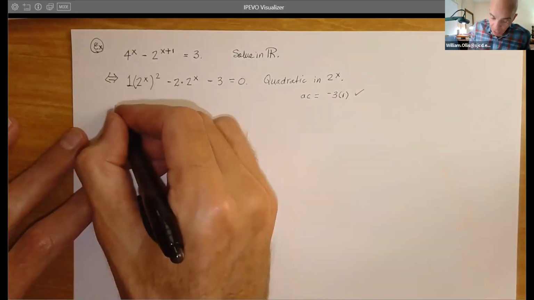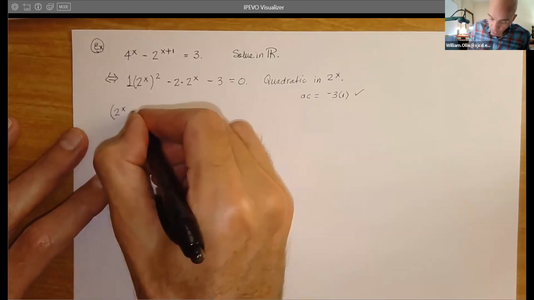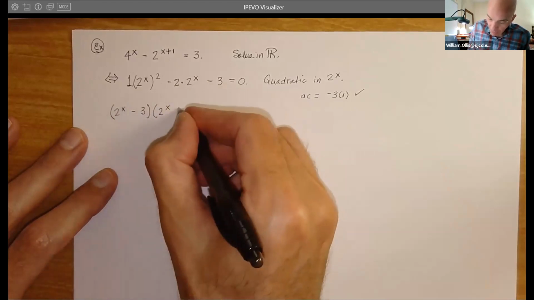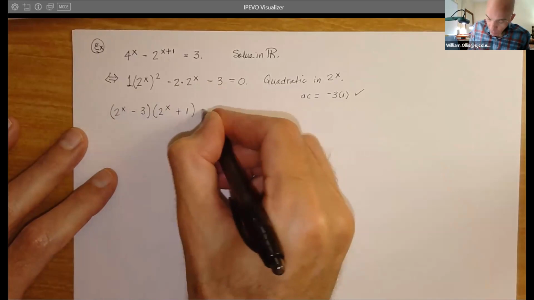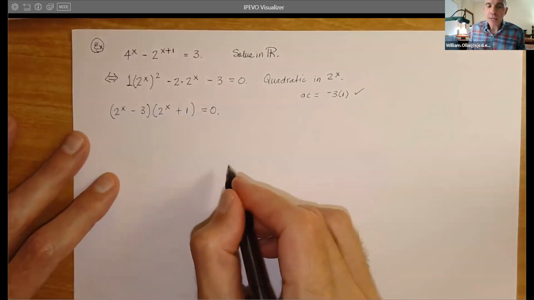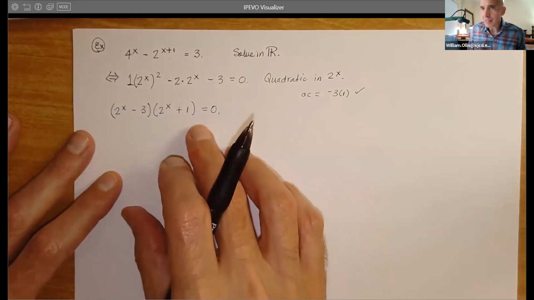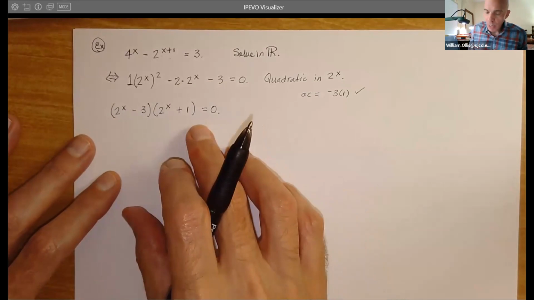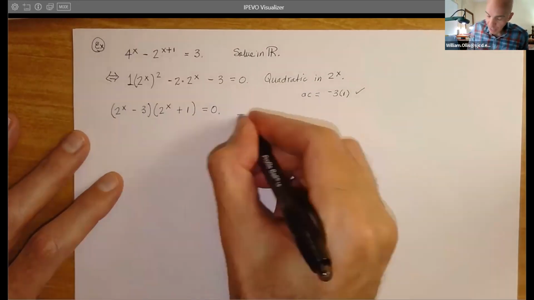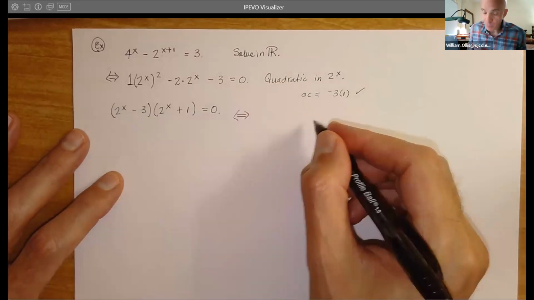So now we have 2 to the x minus 3 times 2 to the x plus 1 equals 0. Now, of course, when we look at this and we think about this kind of problem, it reminds us exactly of what we had before. So now, again, quadratic, these make good test questions. They actually aren't as difficult as some of the other problems we've done.